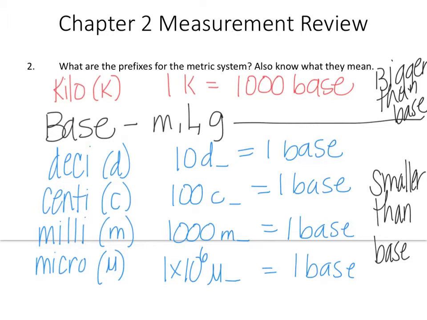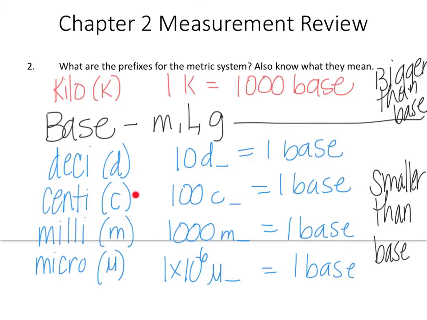So 1 kilo is equal to 1,000 of the base. So that means 1 kilometer is equal to 1,000 meters. 1 kiloliter would be equal to 1,000 liters. 1 kilogram would be equal to 1,000 grams. So that's the way that works.